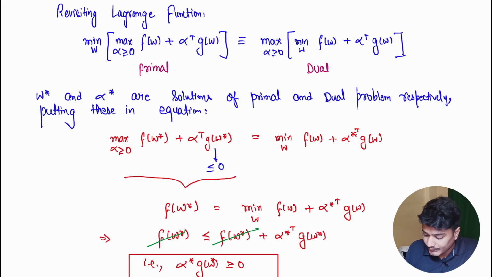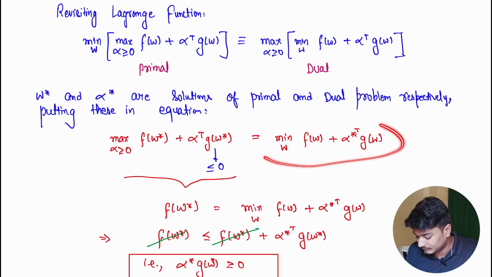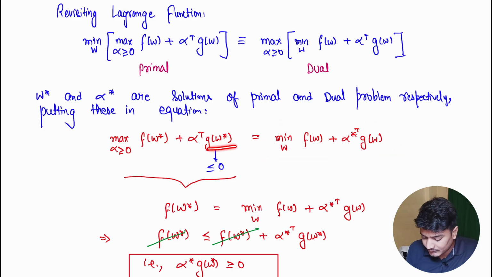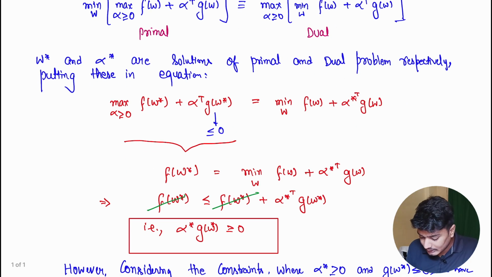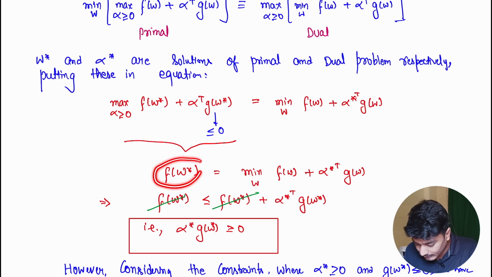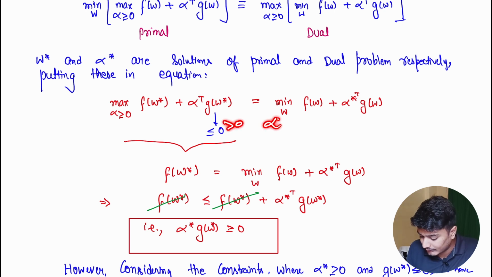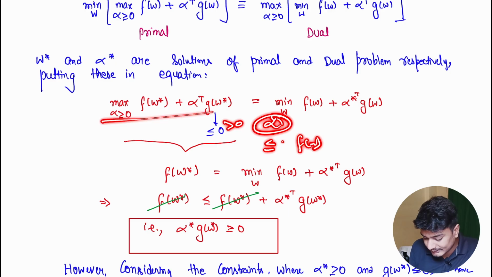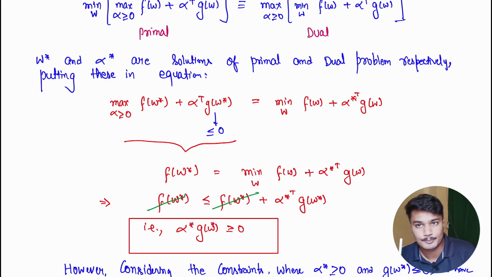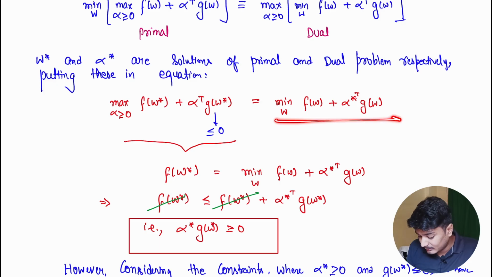And putting alpha star here in the dual problem, we get this. Now we know that g of w star is always less than or equal to 0. That means maximizing over this, we can write it as f of w star, as we know. And we have seen that if it is greater than or equal to 0, we have the value as infinity. If it is less than or equal to 0, we have the function value. So this will be equal to this function value, and this minimization problem is this.